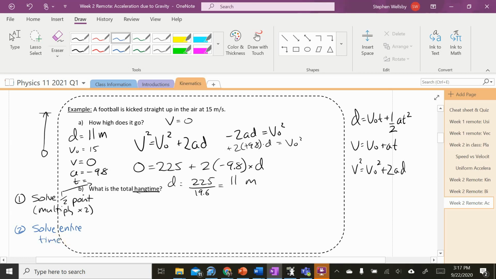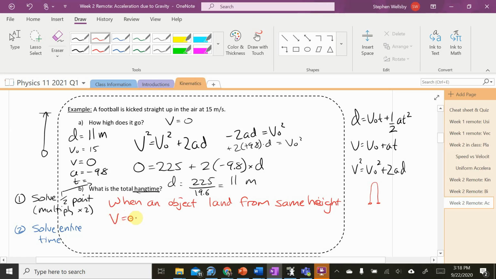Now for that, there's 2 important points you need to know. When an object lands from the same height it was thrown from, meaning that you throw it off of the ground and then it comes back and lands back on the ground again, whenever that happens, there's 2 things that are true.